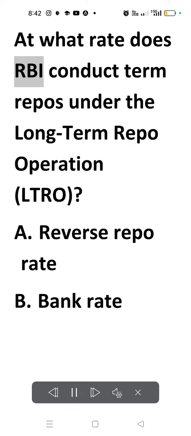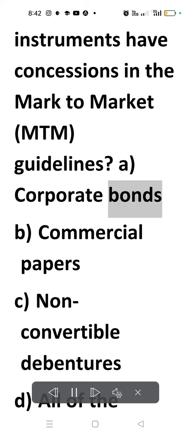At what rate does RBI conduct term repos under the long-term repo operation, LTRO? Reverse repo rate, bank rate, policy repo rate, marginal standing facility rate. Answer: C. Policy repo rate. Which of the following financial instruments have concessions in the mark-to-market (MTM) guidelines? A. Corporate bonds, commercial papers, non-convertible debentures. All of the above. Answer: D. All of the above.